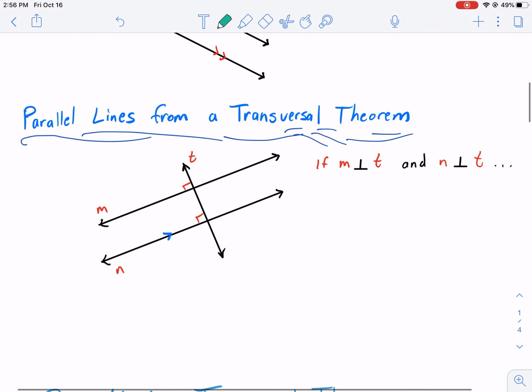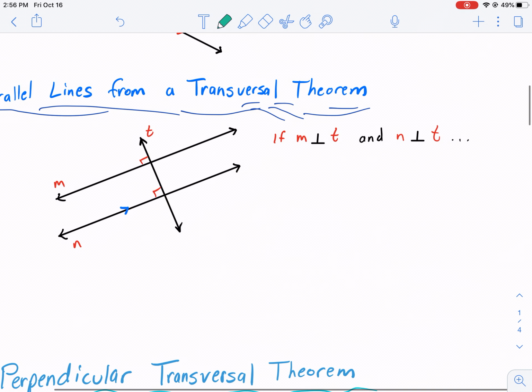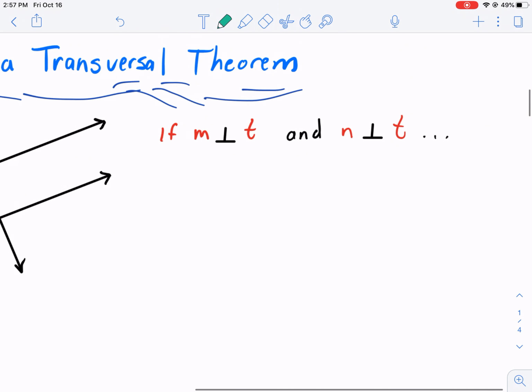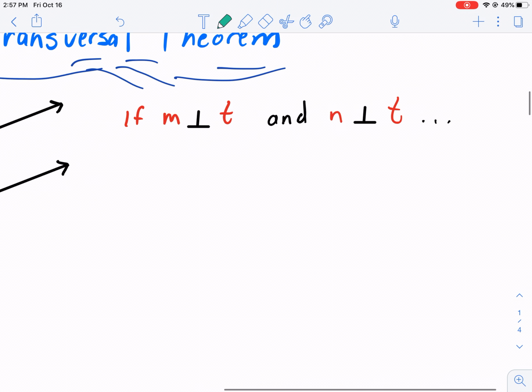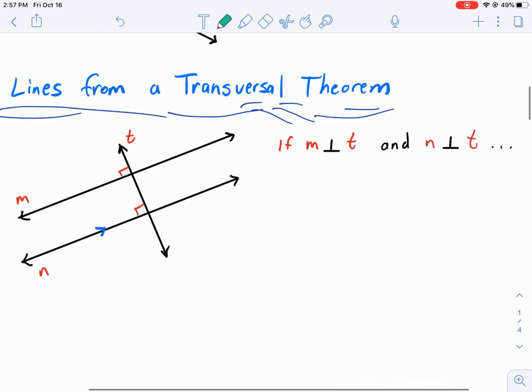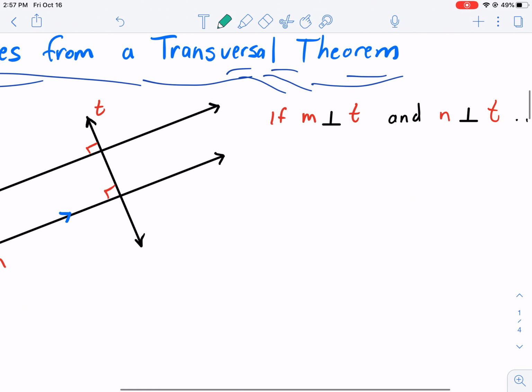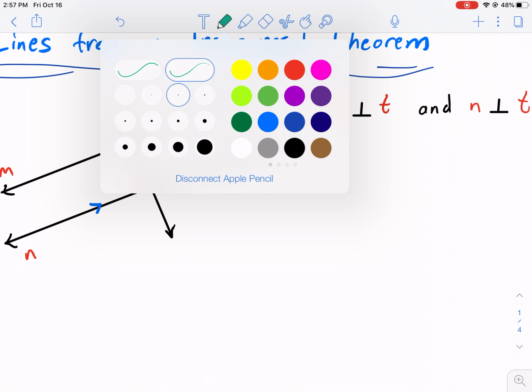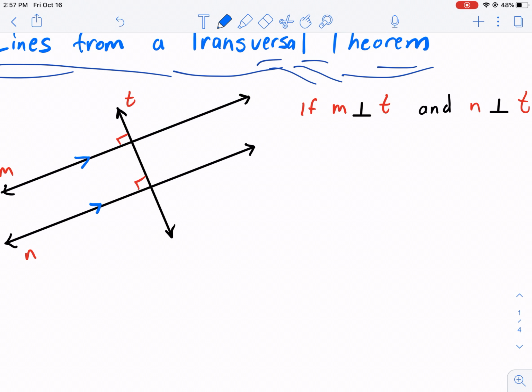Next up, we have the parallel lines from a transversal theorem. This is a little bit different. We say if M is perpendicular to T and N is perpendicular to T, so we have two lines perpendicular to the same one, then what can we say? What profound statement can we make? And that is that M and N are parallel to each other.